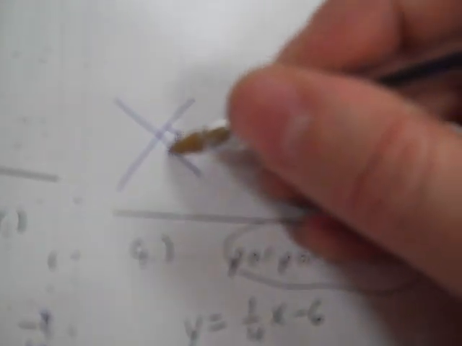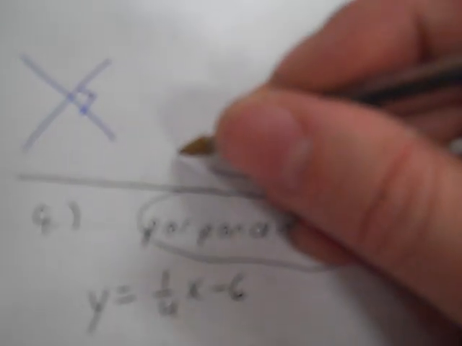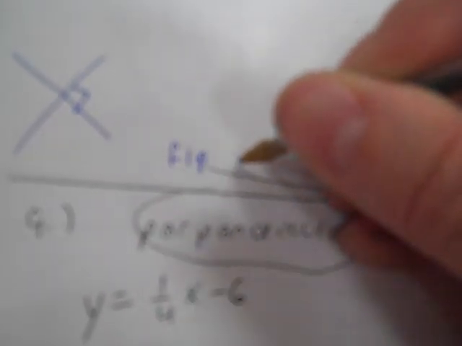Okay, perpendicular to y equals 1/4 x minus 6. Now, you're like, oh, it's the same problem. No, it's not. Perpendicular means the lines cross and form a 90-degree angle. They do that because the m's are flipped. Flip m, and you have to make it the opposite sign.